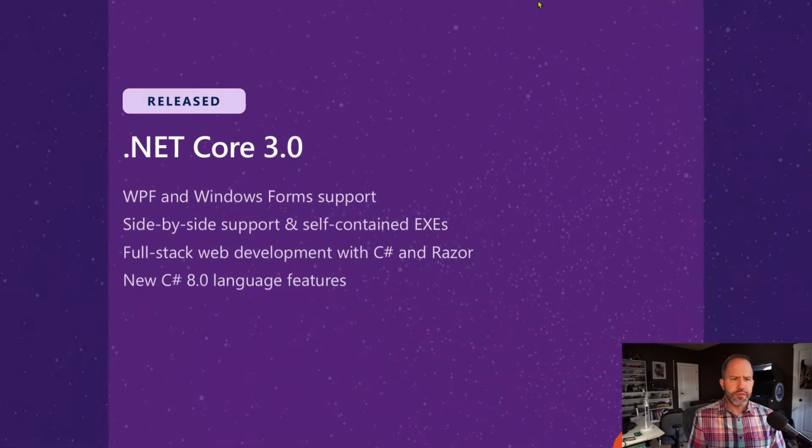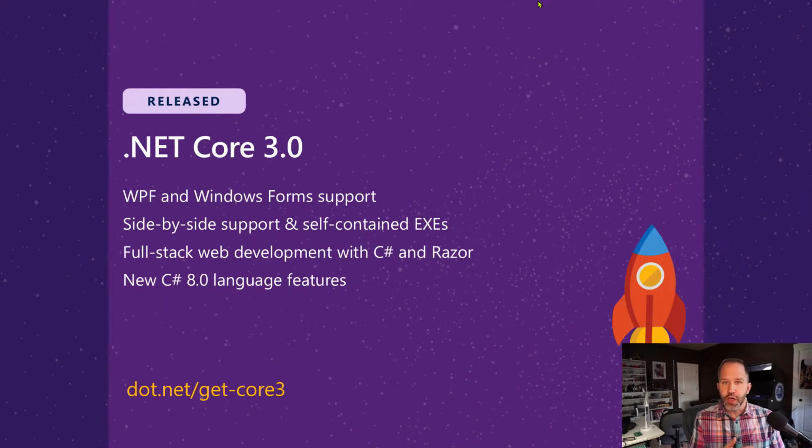Now, it is released. .NET Core 3.0 is released. You can go to .NET and get .NET Core 3. Now, it includes support for Windows Forms and WPF. Those are Windows things. That can be a little bit confusing. I'm going to talk about that. It also supports what's called side-by-side and self-contained EXEs. I'm going to show you that. Again, we'll spend time looking at code at the command line.